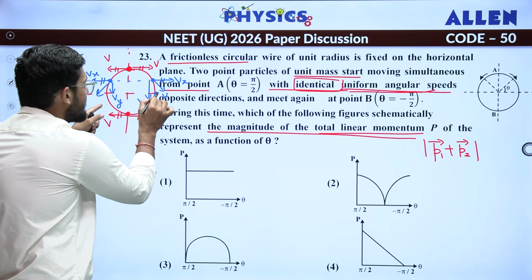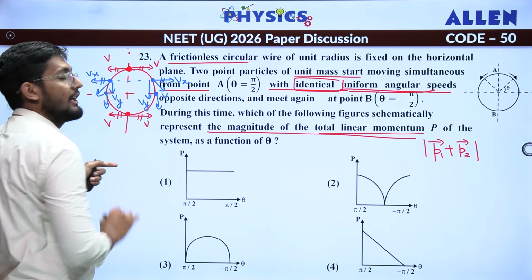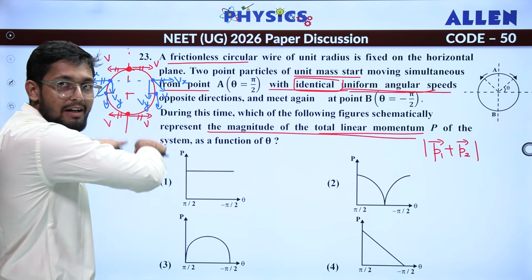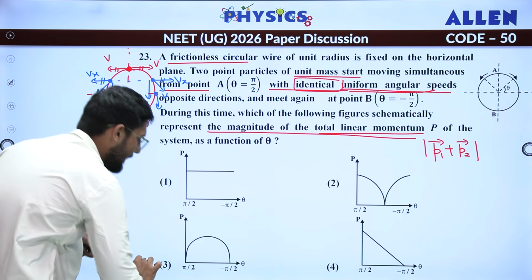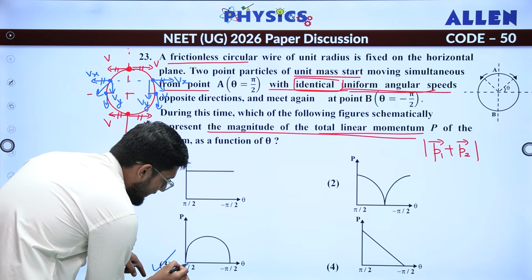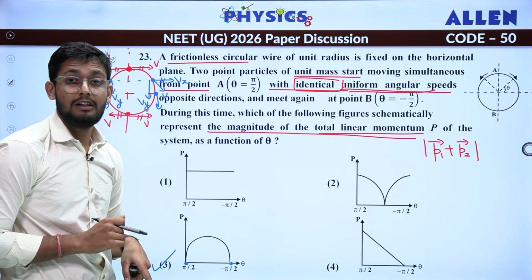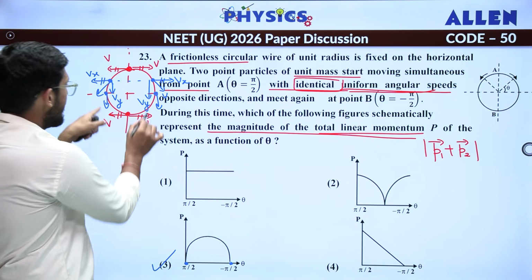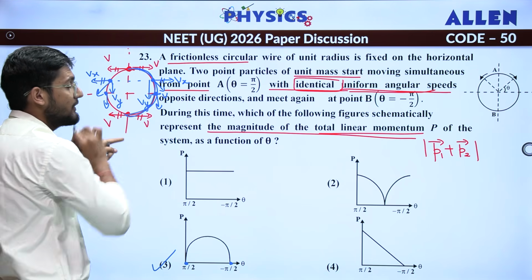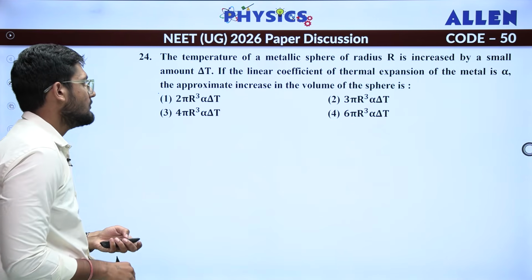So when they reach this point, the complete velocity will be in the y direction, correct? So this will be the maximum momentum at this point. And according to that, third will be the correct answer, because at minus pi by 2 and pi by 2 both, the value of total momentum is 0. And at the midpoint of their journey, this is the complete journey, and at the midpoint of this, the momentum is maximum. That's why this is the answer.